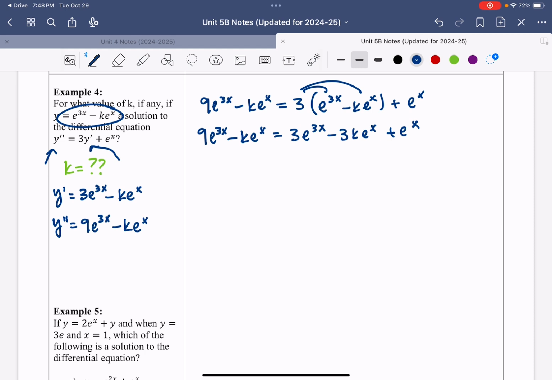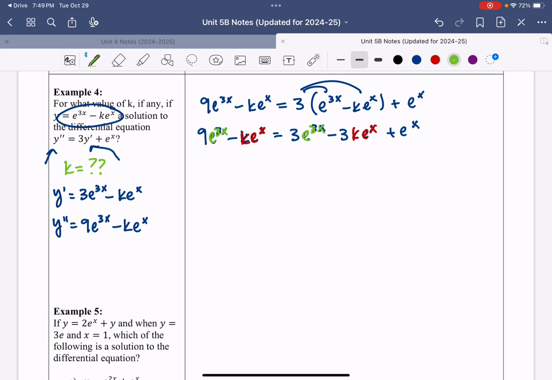Okay, so it looks like we have a couple different types of terms. We have some terms that have an e to the 3x, so those are like terms that we'll be able to combine. And we also have terms that have a k e to the x, so those will also be like terms that we'll be able to combine.